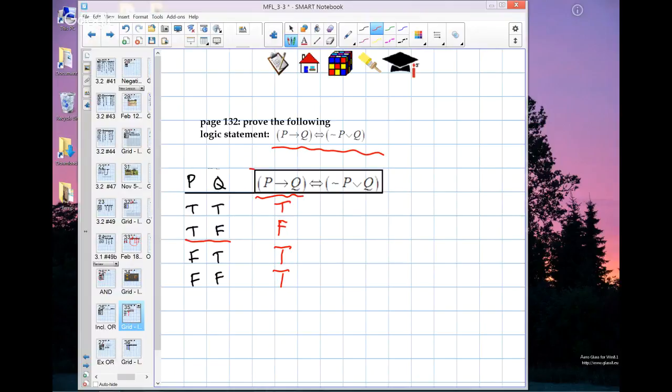Okay, left side's done. Now here we need a not P. Let's put the not P in right here. Okay, so if P is TTFF, then what is not P? The opposite, right? So this would be false, false, true, true. Just the opposite of the P column. And should we make it a little easier? Let's copy Q over here too. Q is TFTF.